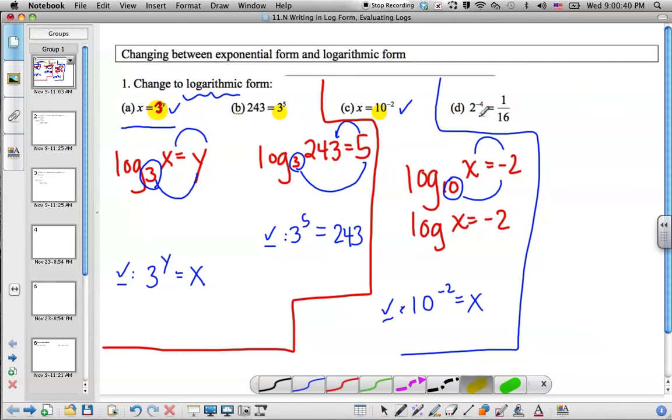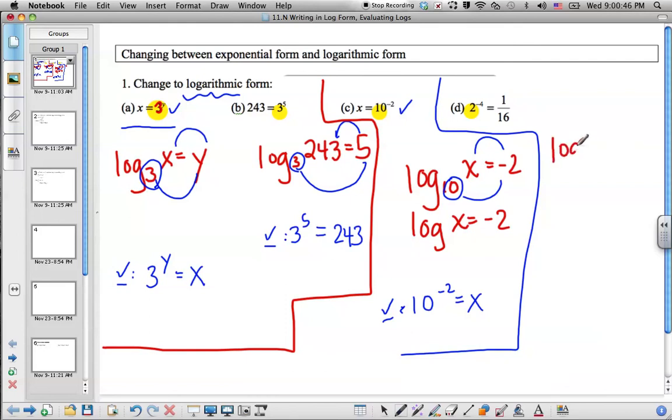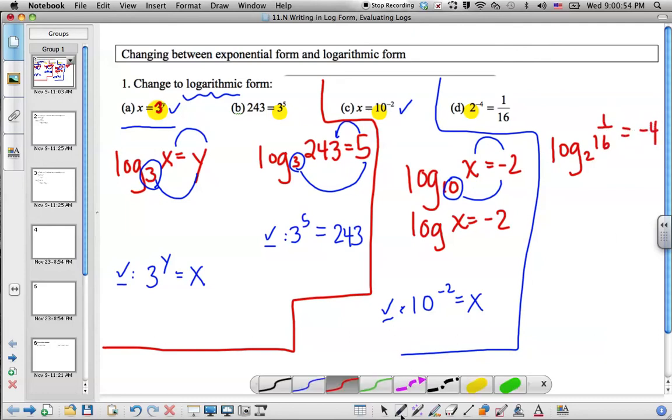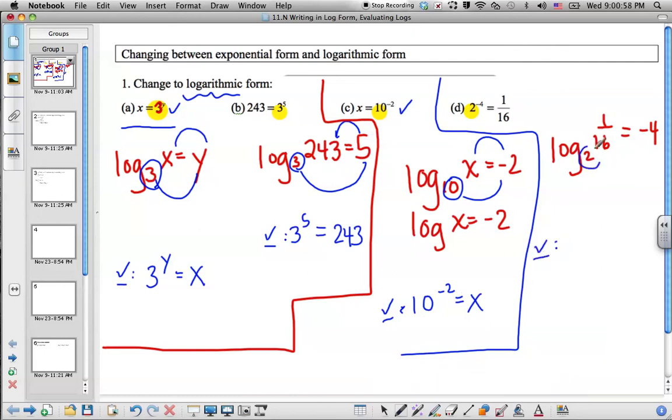And the last one, getting a little sloppy here, but identify your base. We now have a base of 2, and then just write out your log statement. So we have log base 2 of our answer is 1/16, which equals negative 4. And check it. We have 2 to the negative 4, and that equals 1/16. And that's the original question. So that's it for today.